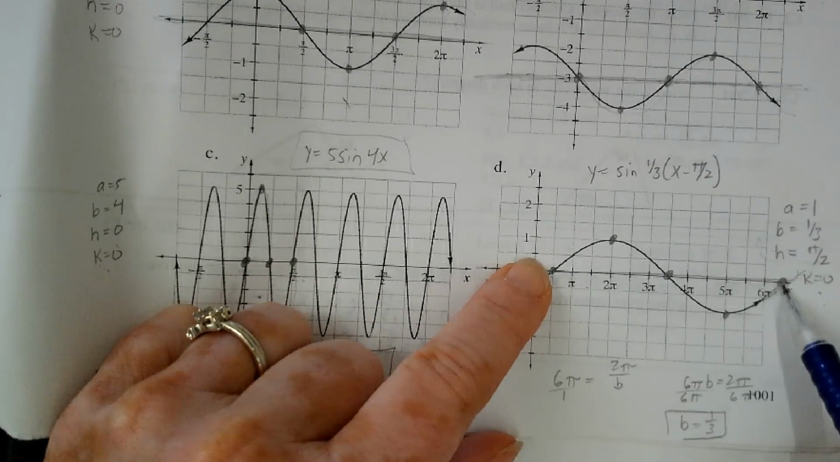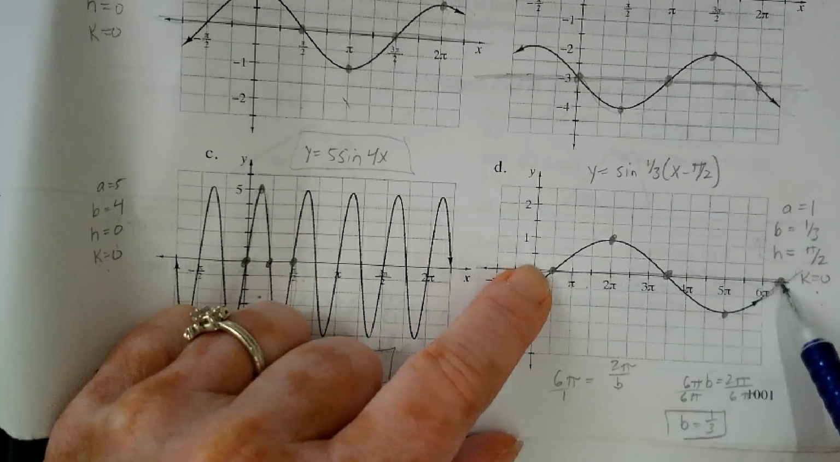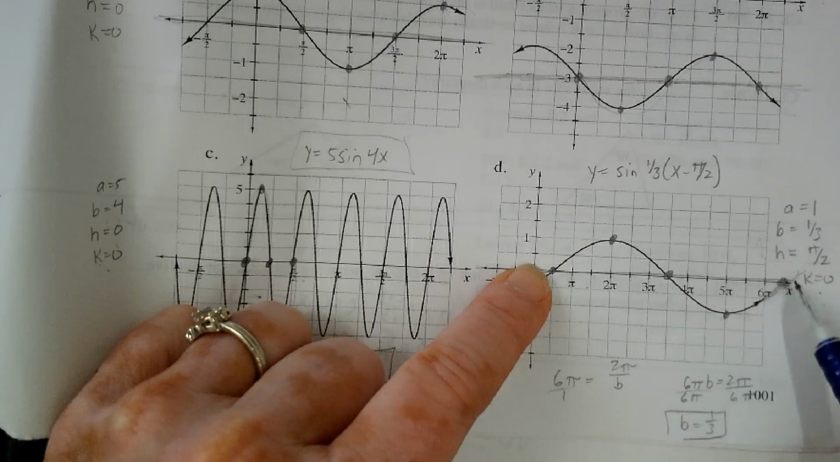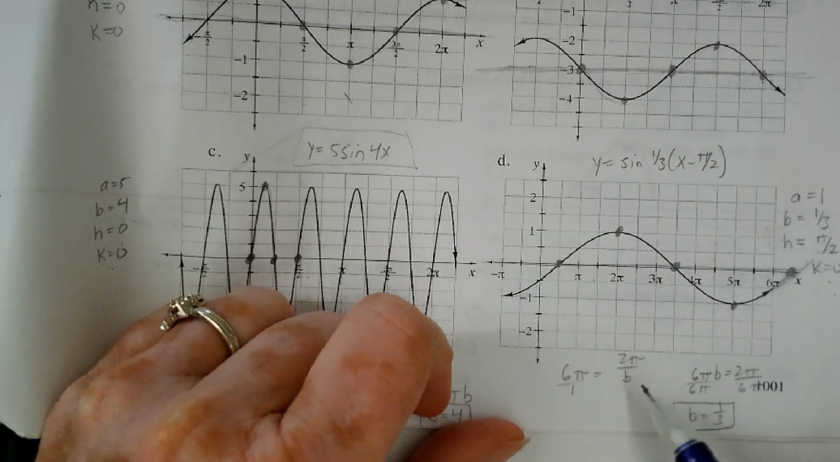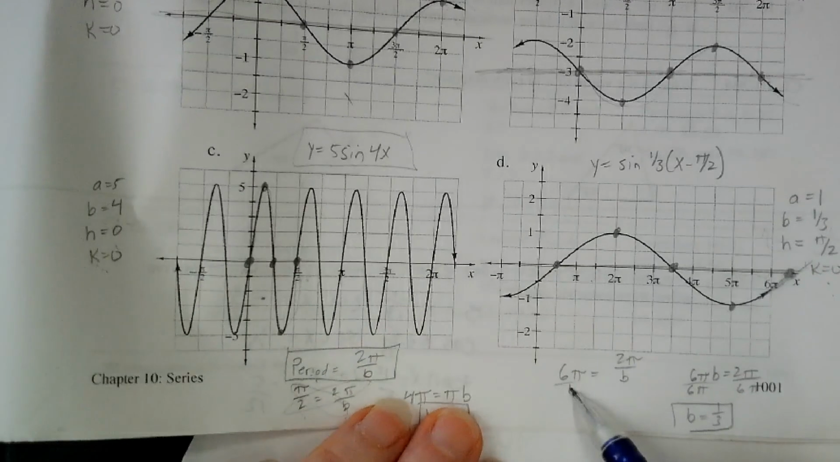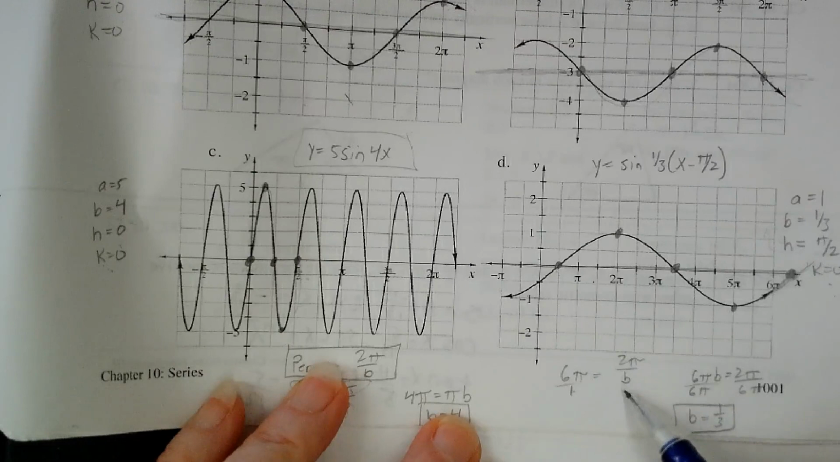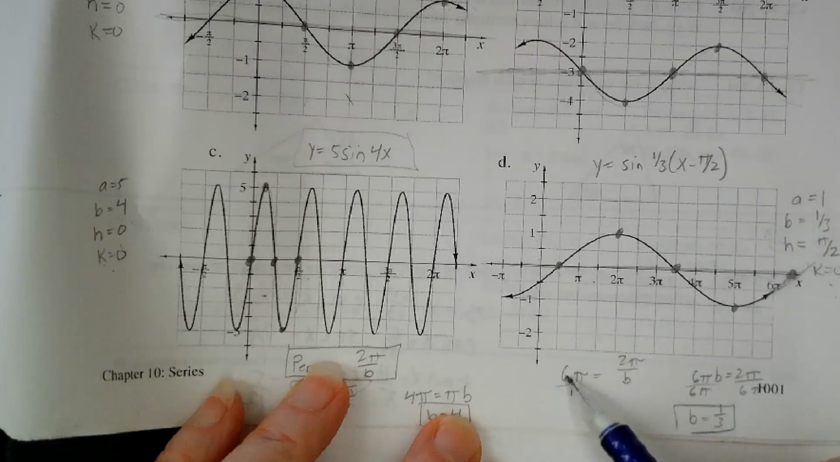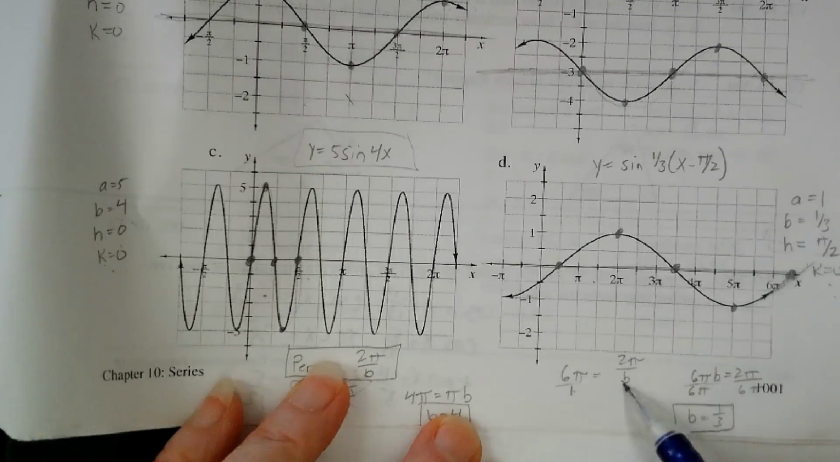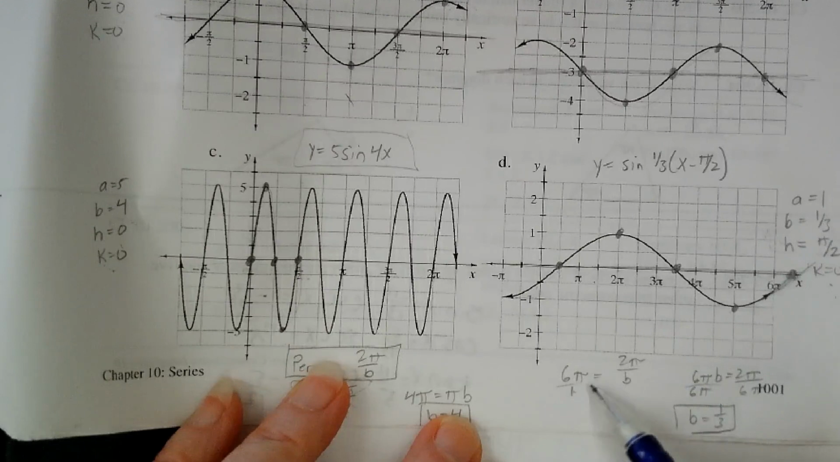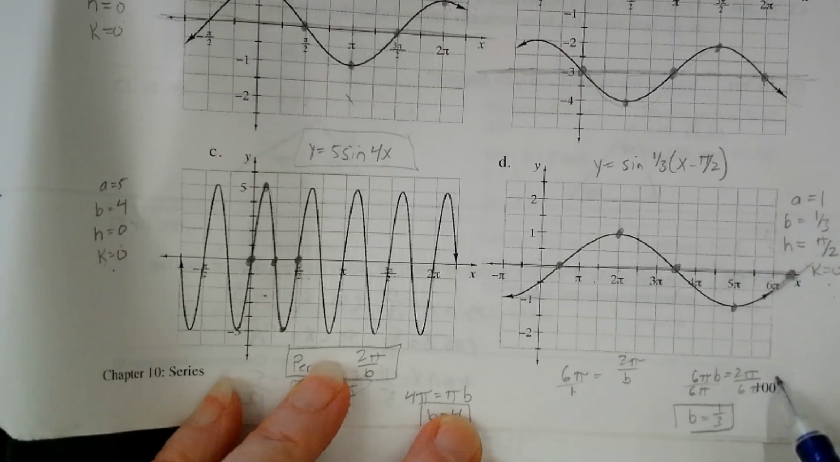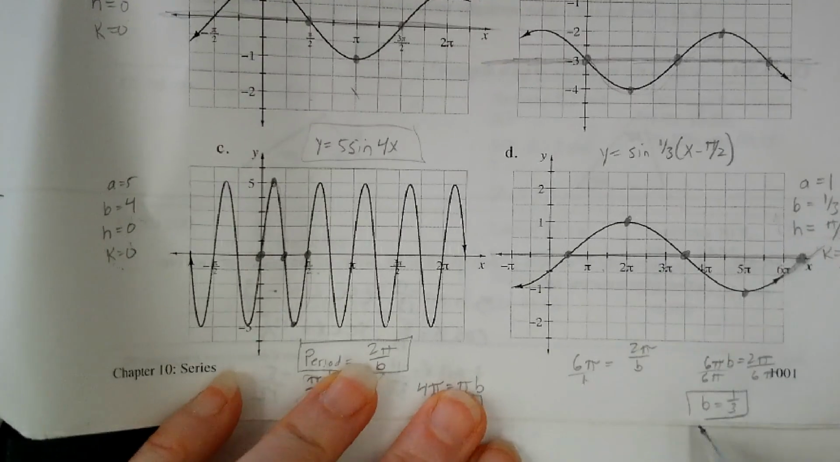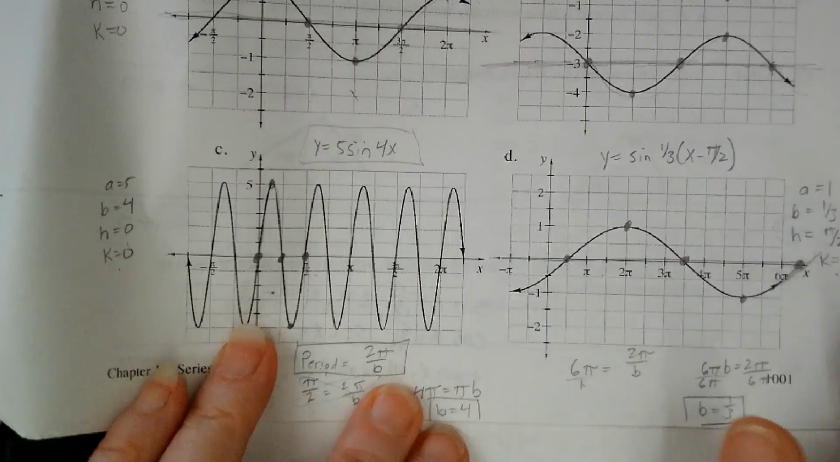did I say 12 pi over 2 was 2 pi? 12 pi over 2 is 6 pi. So I put that in for the period, and I set it equal to 2 pi over b, and I did cross products. 6 pi times b equals 2 pi. Divided both sides by 6 pi, and b was 1/3. I just did fraction math on it.